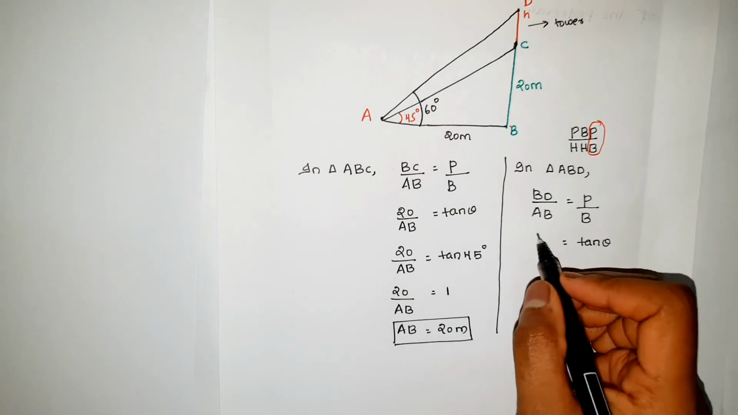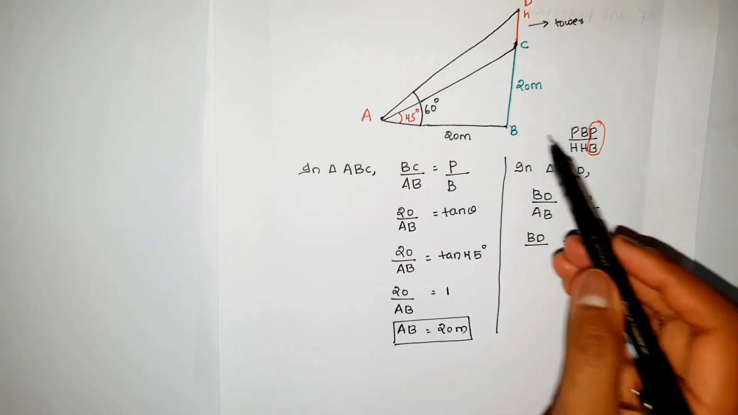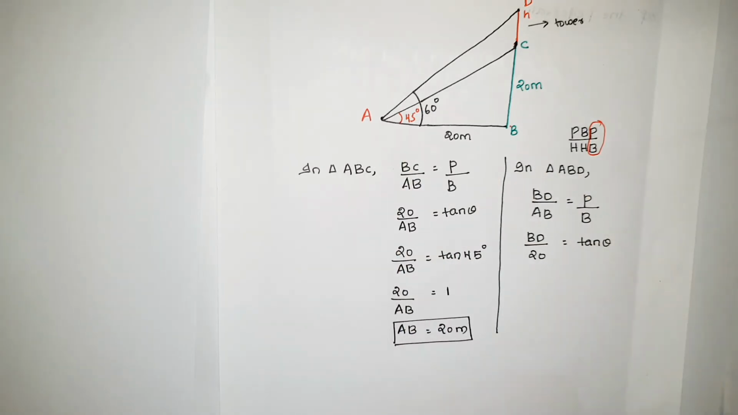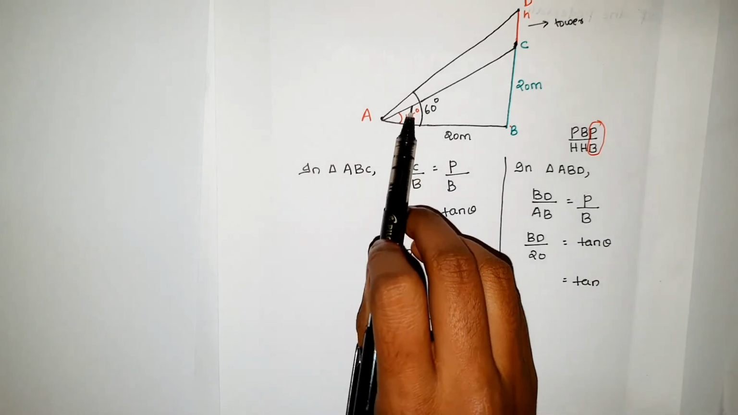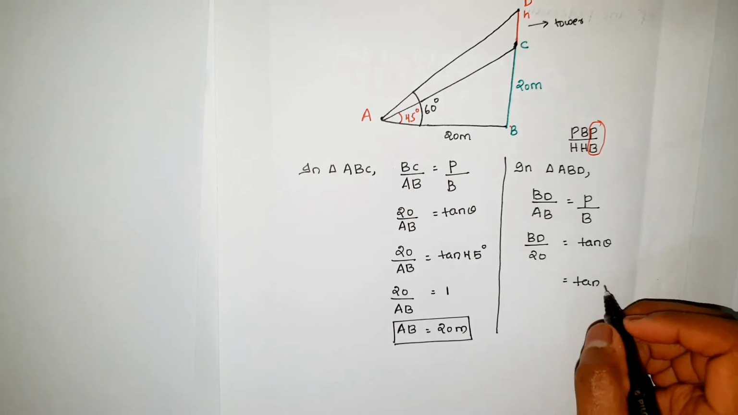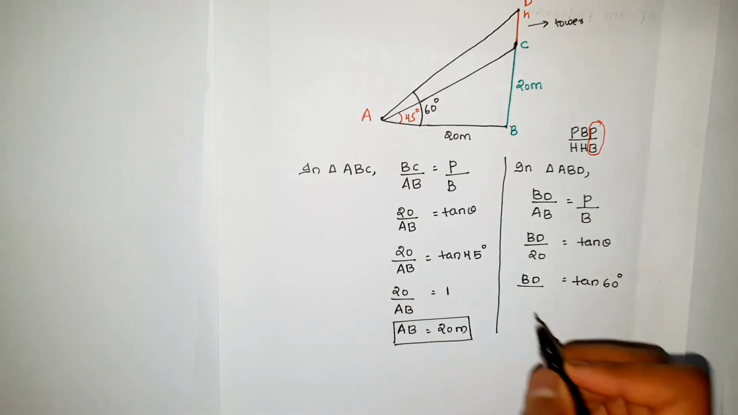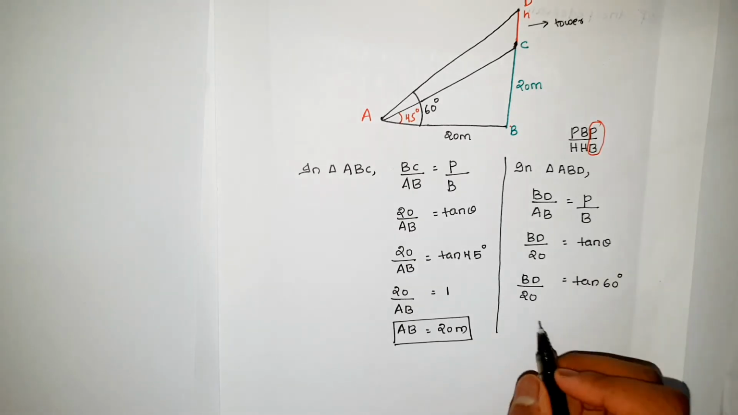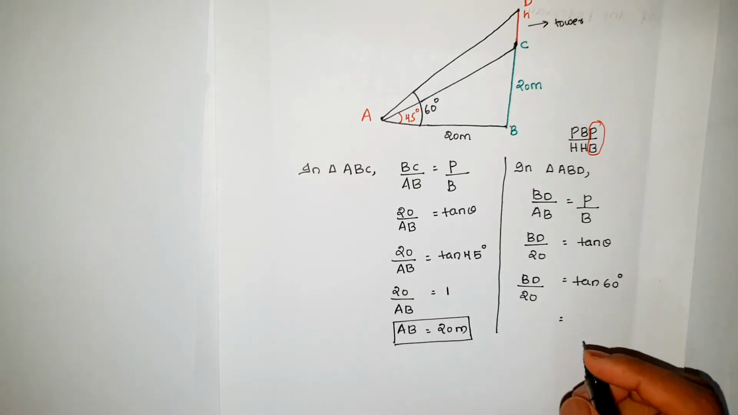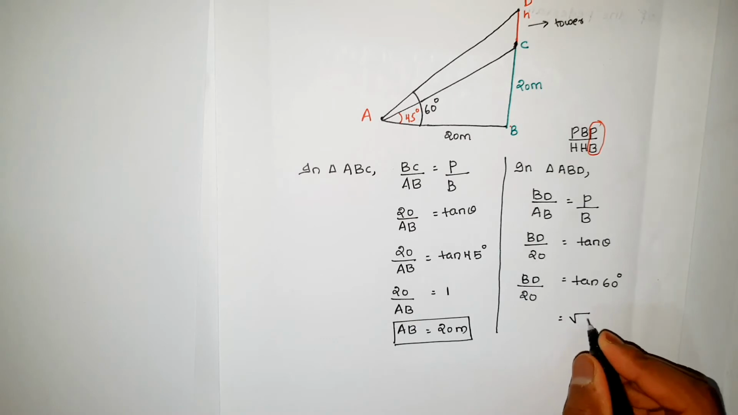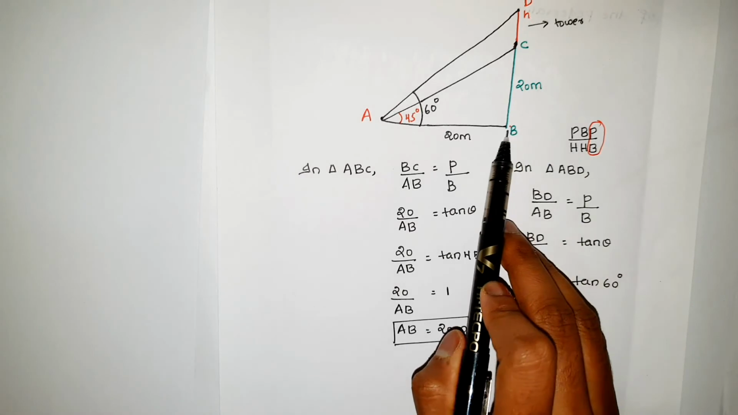So we have to find BD. So we know what is AB. AB is 20. Okay. So next is, what is the value of theta? Theta is 60. Tan 60 degree. That is BD by 20. Okay. So what is the value of BD? Tan 60 degrees is root 3. I am substituting the value of tan 60. So what is BD?